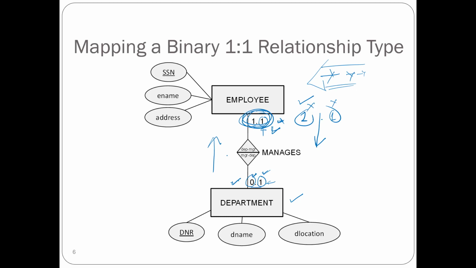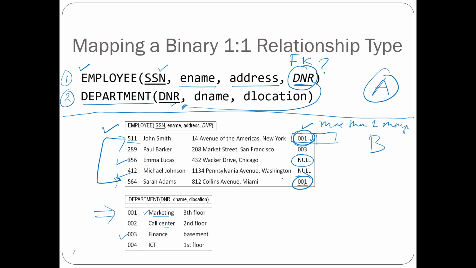Whereas, are these cardinalities satisfied? Let's consider that one more time, because I made a mistake a couple of minutes back, so I'm going over this again. An employee can supervise 0 departments. Yes, we have cases like nulls over here, right? Emma Lucas has the null. She doesn't supervise any department.